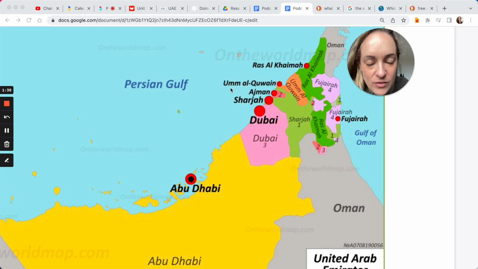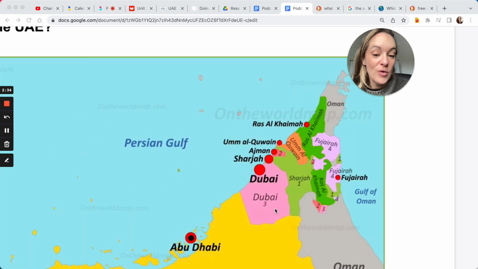Next, we have this little place in orange. The pronunciation in Arabic is Umm al Quwain, but in English, we say Umm al Quwain. Next, this little place here, it's kind of salmon color. In Arabic, it's called Ajman, and in English, Ajman. Then this place here, it's very, very small. It's called Sharjah, or in English, Sharjah.